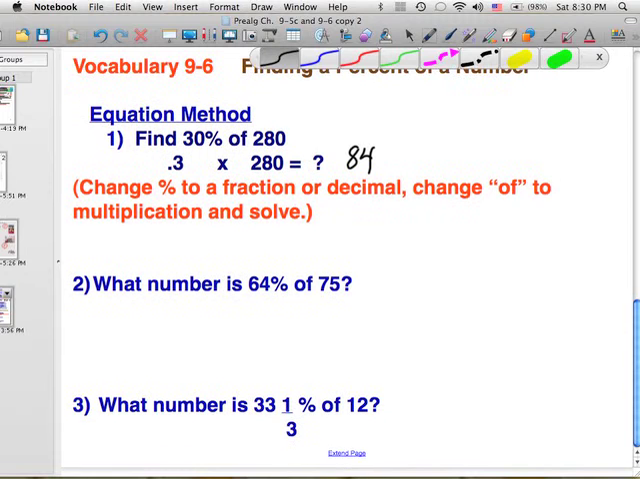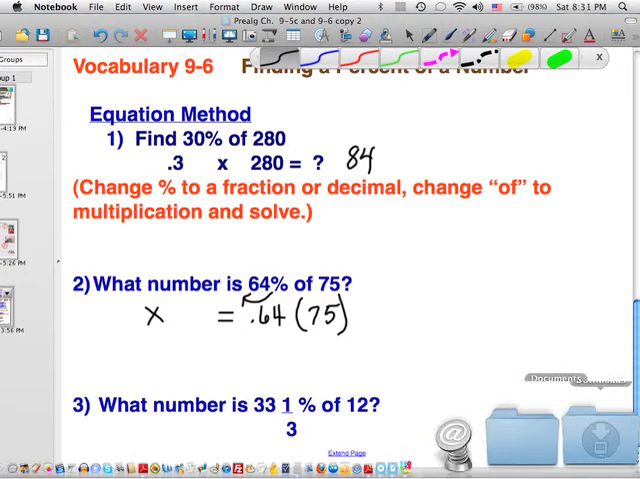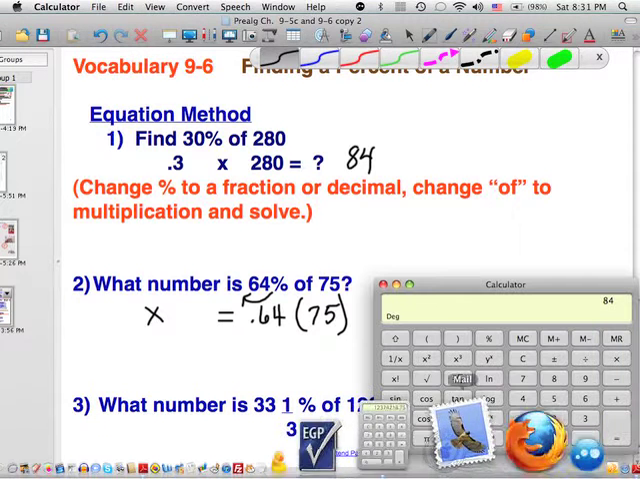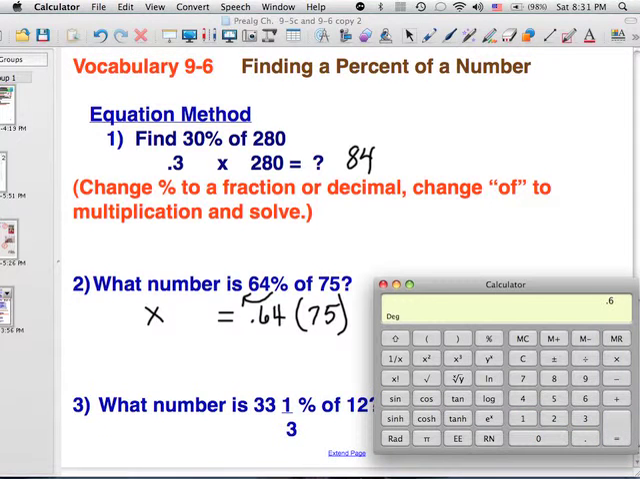The next one says what number, so that's x, is the equal sign. 64%, change it to a decimal, 0.64, 2 to the left. Of means to multiply. I'm just going to use parentheses. So 0.64 times 75 would be 48.